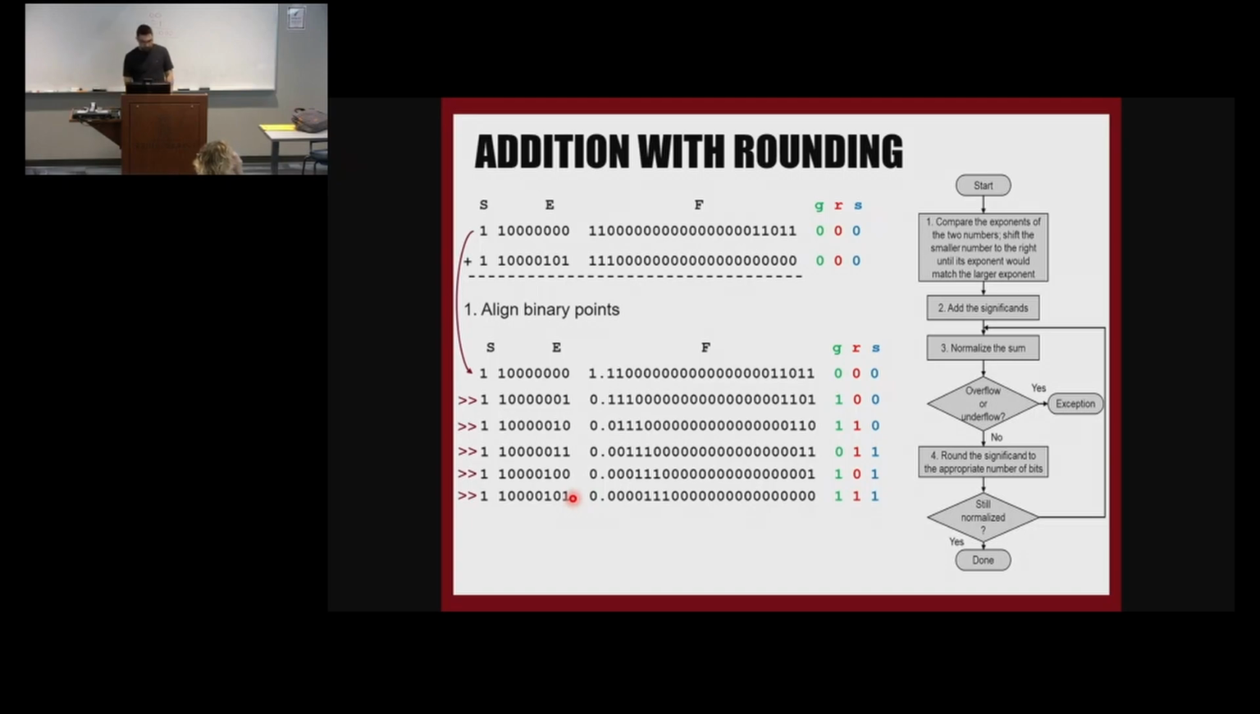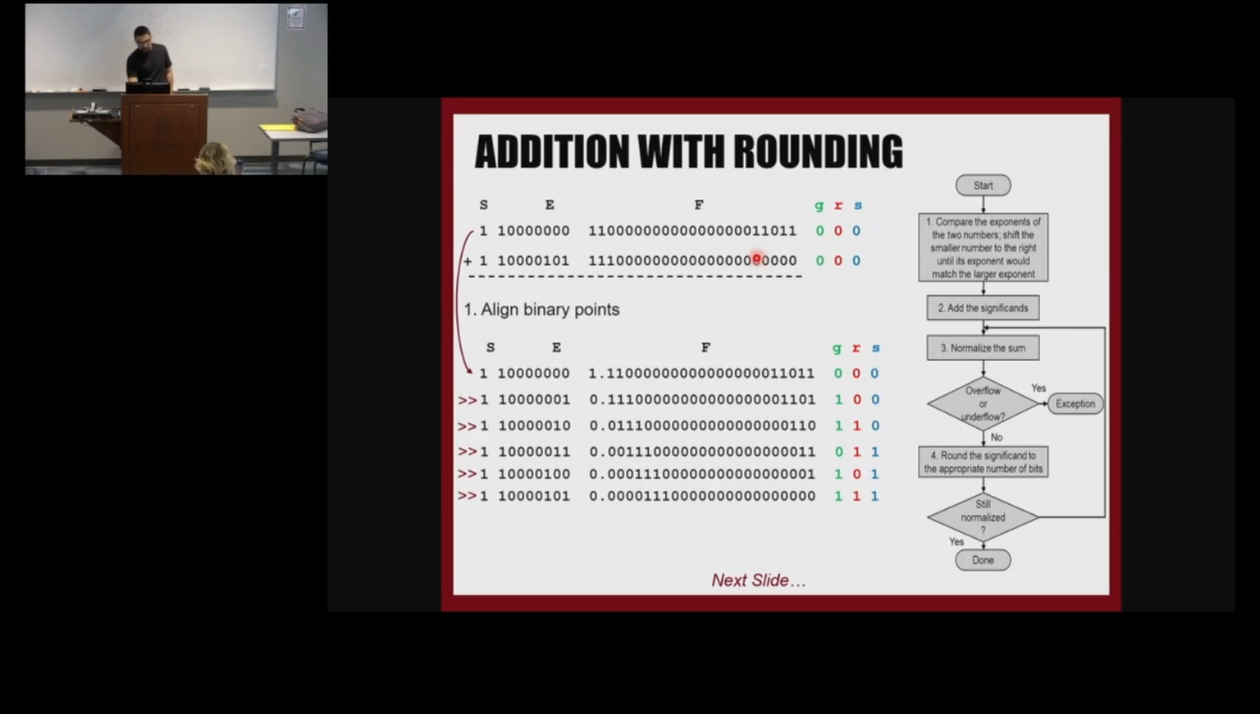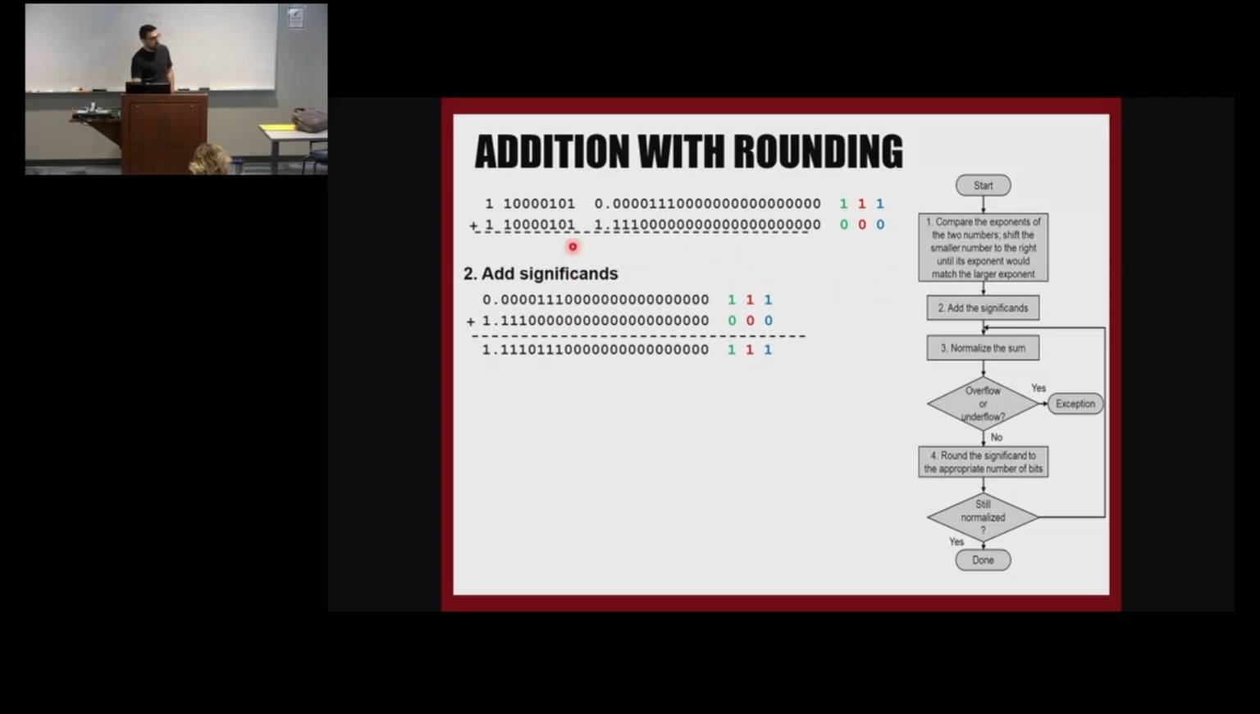Okay? So now the exponents are equal, we can add the significands. So these are the two numbers we get after shifting them. This is the first number after all the shifts. And GRS, you look at this, we are getting 1, 1, 1. Okay? So this is 1, 1, 1. Now we can add the significands. Okay, adding the significands is actually pretty straightforward in this case because we're just adding ones and zeros. And this is what you get.